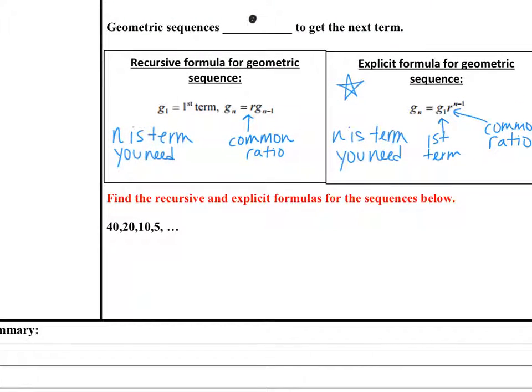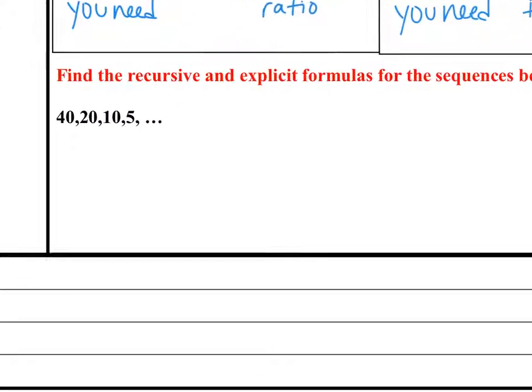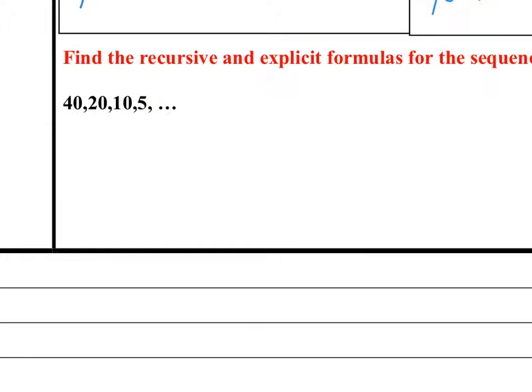Okay, recursive and explicit formulas for this sequence below. This is the one example we're doing, and then I'm going to set you off to work. 40, 20, 10, 5. Arithmetic or geometric? Geometric. What are we multiplying by? 0.5 or 1/2. So we'll go ahead and write it as 1/2 because I like fractions better. So my common ratio is 1/2. So R equals 1/2. What is my G1 or my first term, guys? 40. Brilliant.